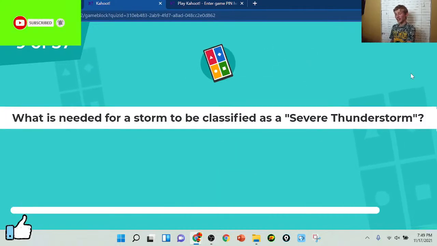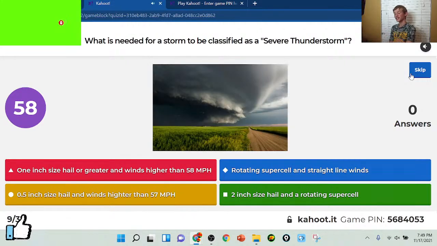Which of the following is what is needed for a storm to be classified as a severe thunderstorm? Is it 1-inch size hail or greater with winds higher than 58 miles an hour? Is it a rotating supercell and straight line winds? Excuse me. Is it 1/2-inch size hail and winds higher than 57 miles an hour, or is it 2-inch size hail and a rotating supercell?